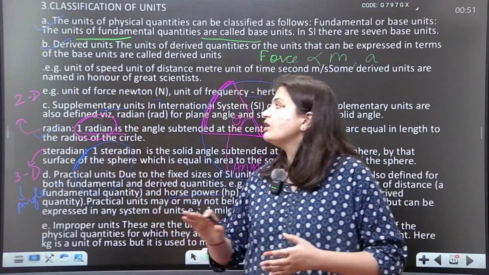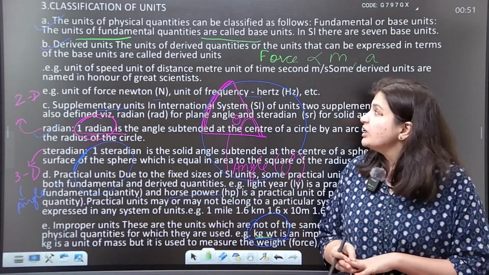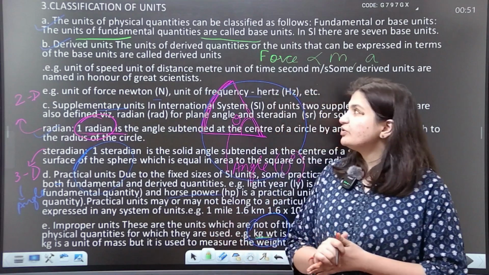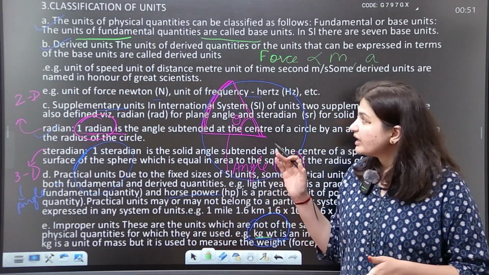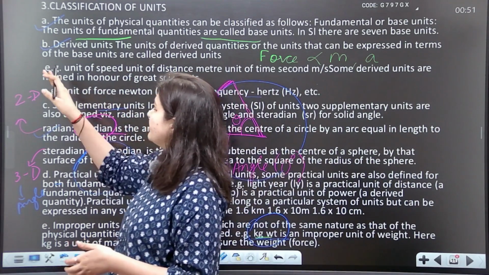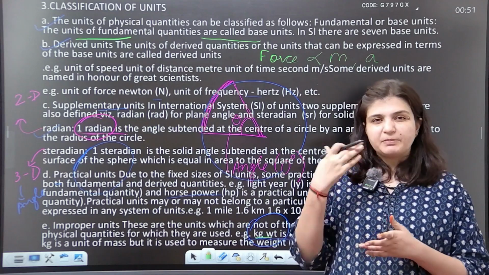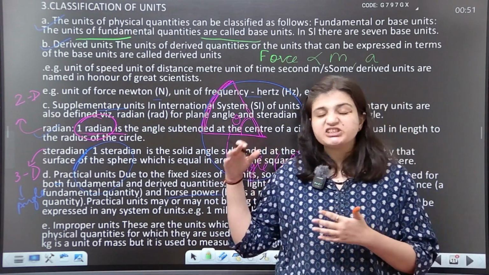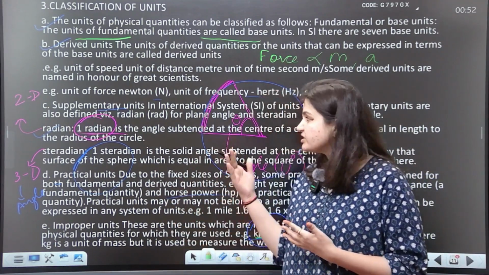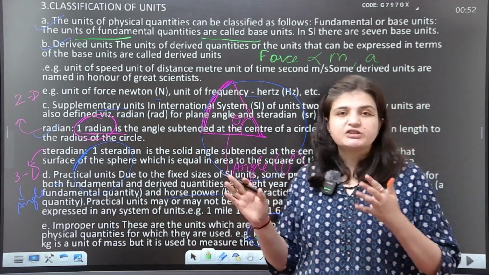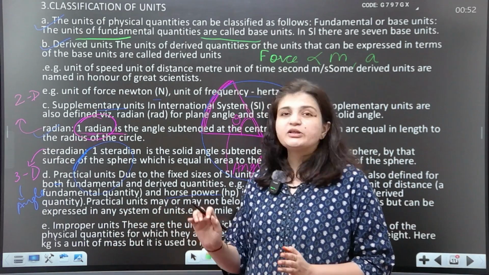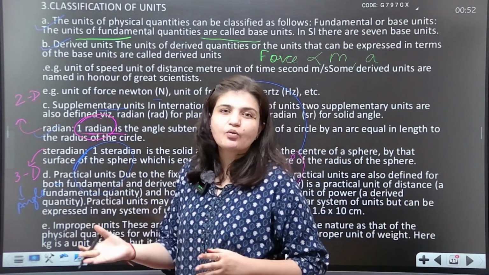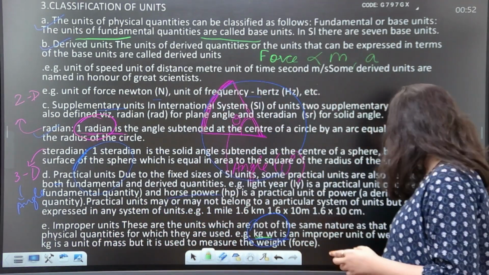So these are all the various types of units we have: the derived unit, the supplementary unit, the practical unit, and the improper unit. Fundamental units are independent, derived units are dependent. Supplementary units are additional units, like the radian and steradian. Practical units are those we use in daily life. Improper units seem to be units of another quantity, not of the particular quantity.